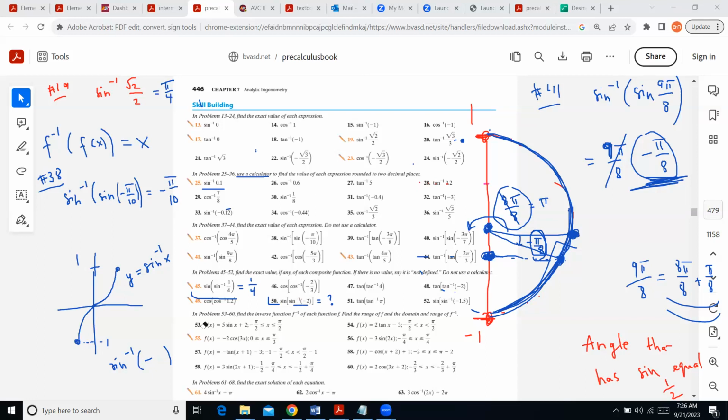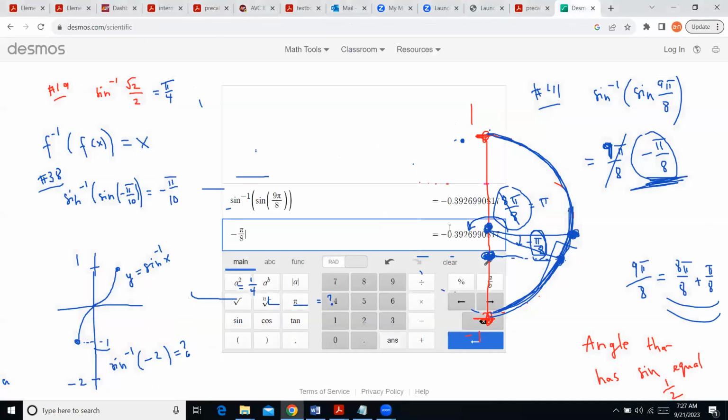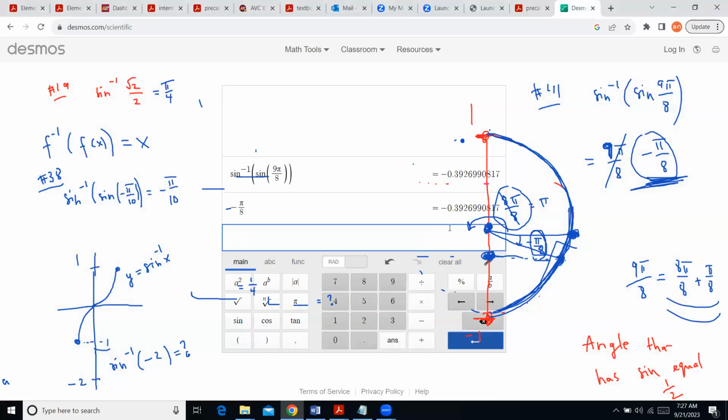Well, then I cannot find it, because -2 is out of the domain. I cannot really apply arcsine. This is -1, so -2 is here, but there is no graph, so I can't find it. And again, the calculator will also show you that. So if I go back to this calculator and try again.